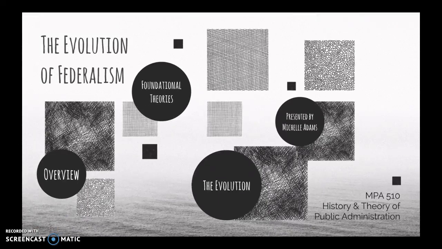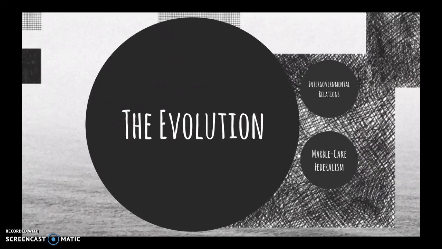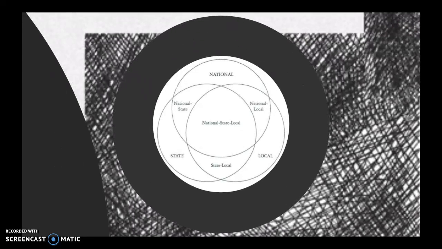I'm going to talk about the evolution of federalism now. Katz and Kahn talked about a theory, taking that theory a step further to define what we now see as intergovernmental relations, and the theory that governments must work together to achieve their goals. So local, state, and national governments are all working together, whether it's through grant programs or partnerships on certain projects.